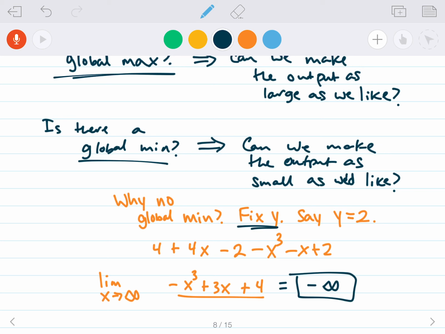And we're going to show that when I plug in larger and larger values of x, when y is equal to 2, this function is going to go to negative infinity. Okay, so there's no global min.